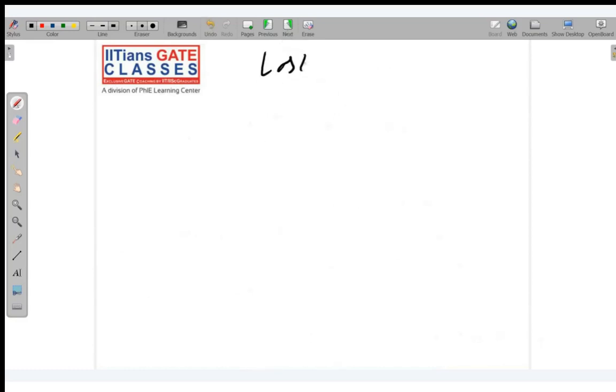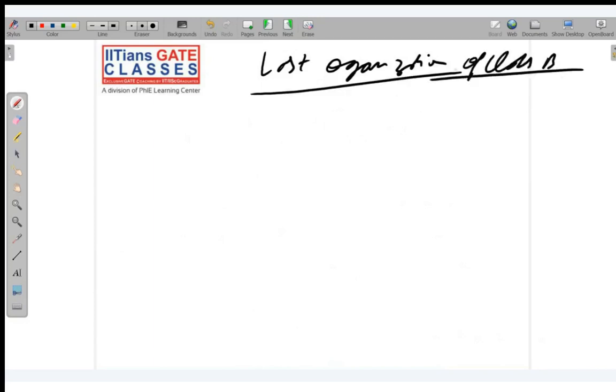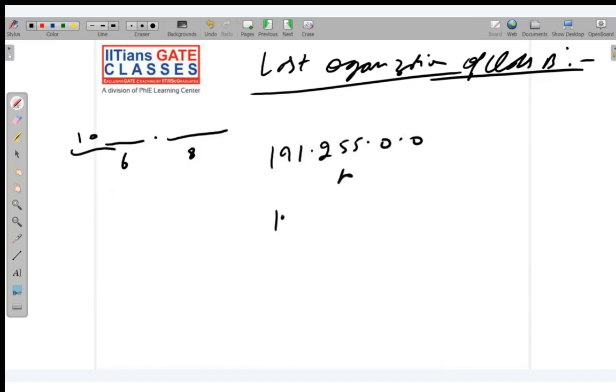So what about the last organization of class B? How will it look? Try to imagine 1 0, and here we will put 6 ones, and here we will put 8 ones. So 6 ones means 63. 128 plus 63 is 191. So I will say 191.255.0.0 to 191.255.255.255.